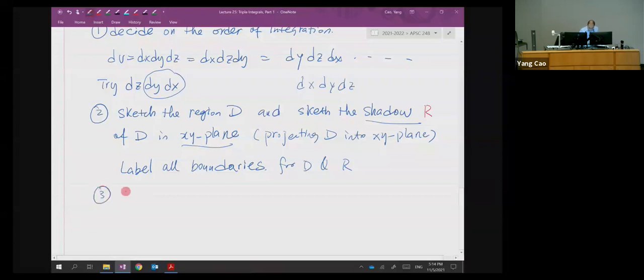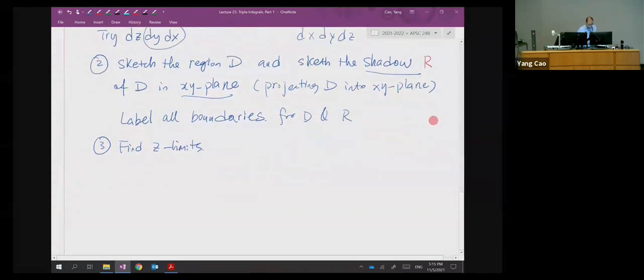Then the third step is to find the z limit, because z is our first order of business. So we have to find the z limits first. I'm going to draw a fictitious region D here to illustrate how we scan through the region D to find the limits for z, y, and x. So let's suppose that I have a region D which looks like this.